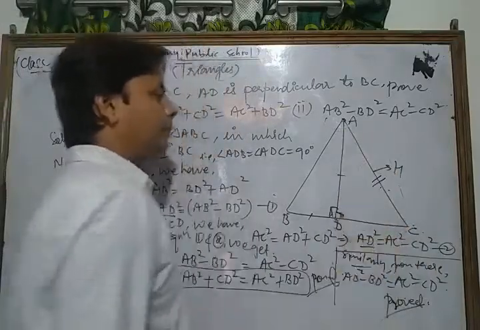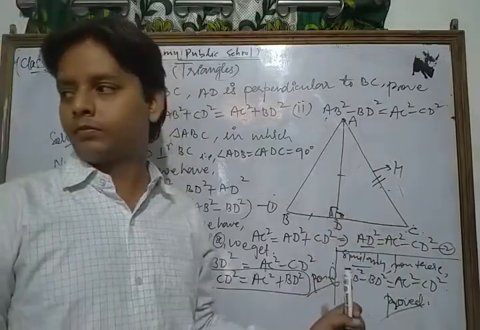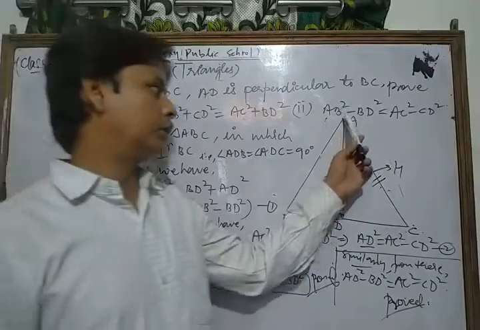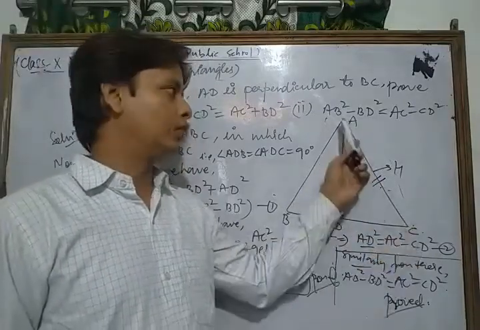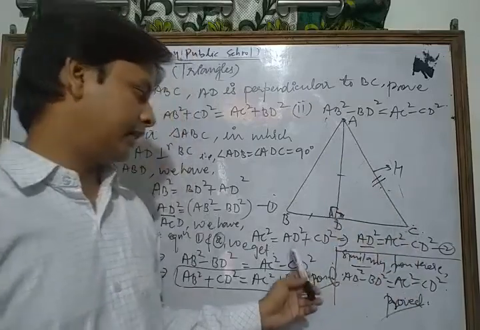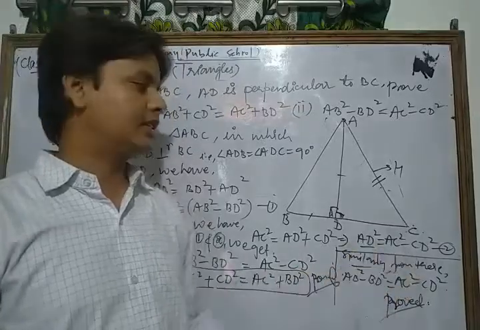You know that the side opposite to the right angle is always your hypotenuse. So again here I apply the same concept. Here the hypotenuse is AC, so AC square is equal to CD square plus AD square. So from there again we find the value of AD square, which is AC square minus CD square. We take this as equation number 2.